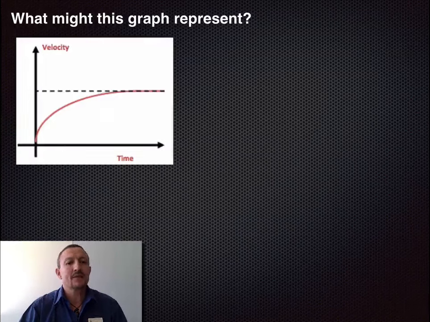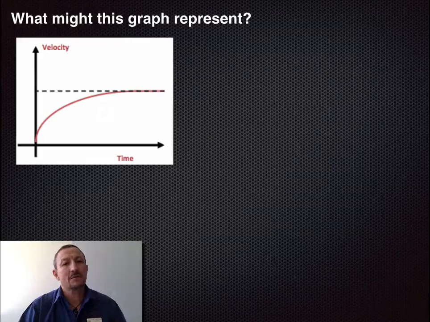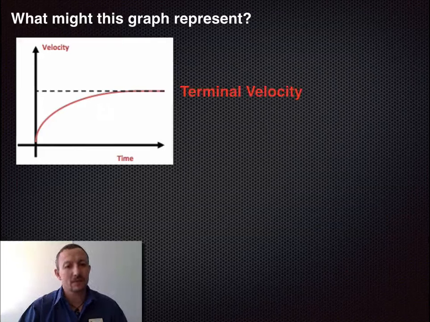Now, in this case, we've got a velocity time graph, and you'll notice that as time goes on, the velocity actually becomes a constant. What does this mean? Well, basically, this is terminal velocity. Now, you may come across terminal velocity. It's the sort of thing that you get if you jump out of an aeroplane with a parachute, hopefully.